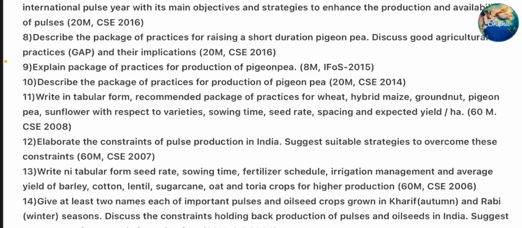Question 13. Write in tabular form seed rate, sowing time, fertilizer schedule, irrigation management and average yield of barley, cotton, lentil, sugarcane, oat, toria crops for higher production.